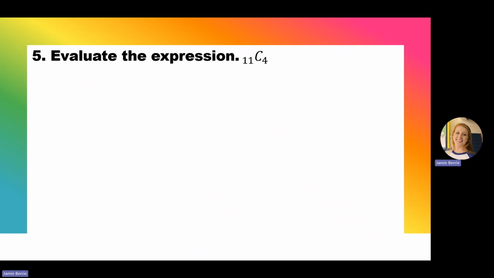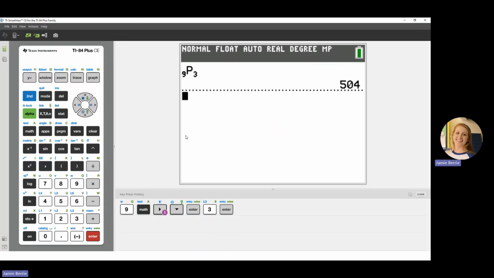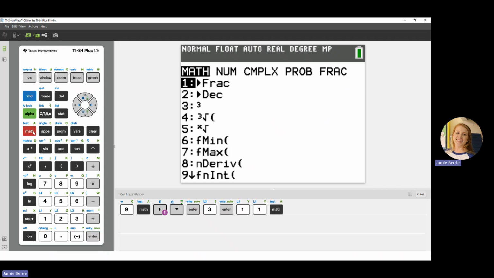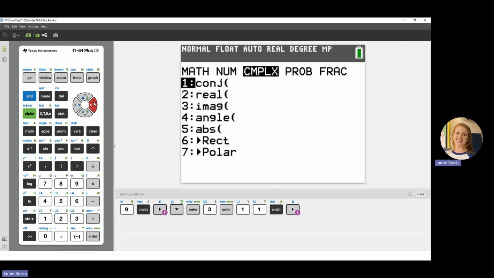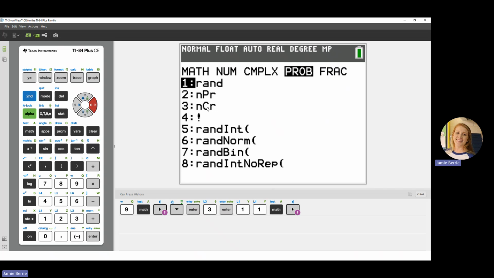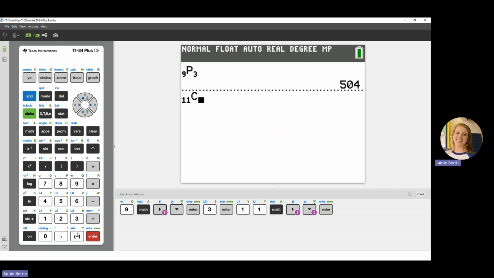All right, so next we have 11 choose 4. Let's grab our calculator. 11 choose 4. You're going to start by typing in 11. Go to the math button, go over to probability. nCr is option 3. So 11 choose 4. I just went over there, typed in 4, hit enter: 330.